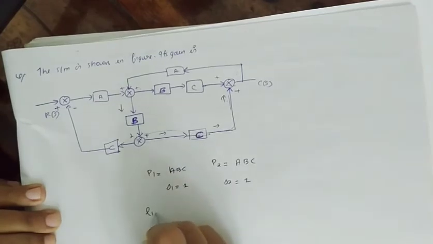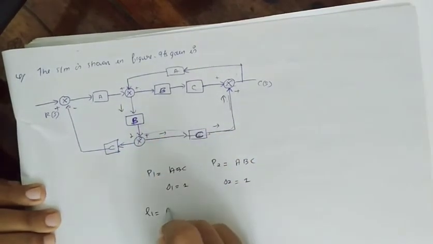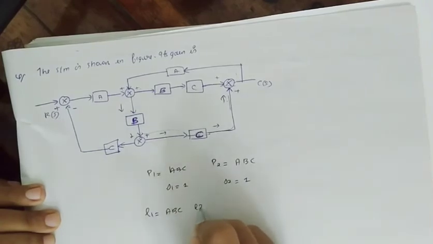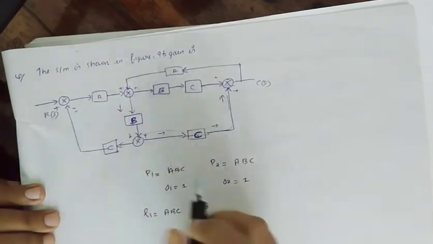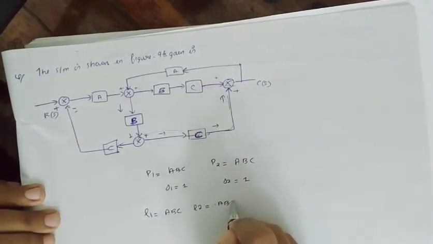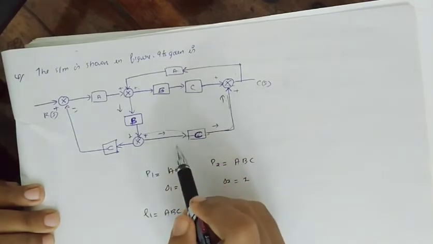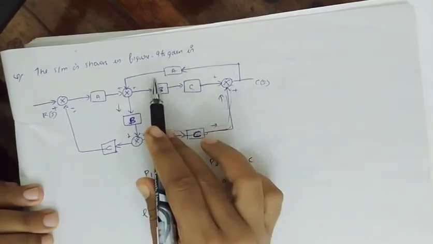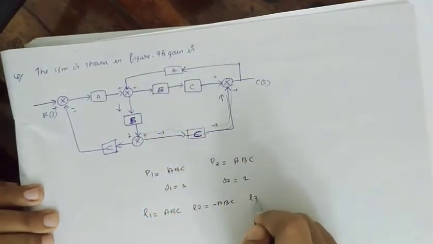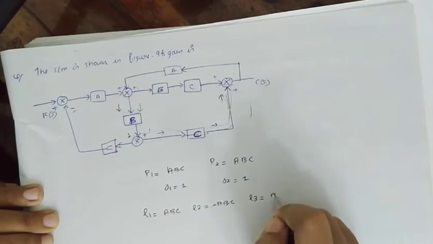Now we'll write the individual loop gains, that is BCA, and the other one ABC, but it is negative, so please write it as ABC. Is there any other loop? Start from here, so there is another loop too, that is this one, BCA.